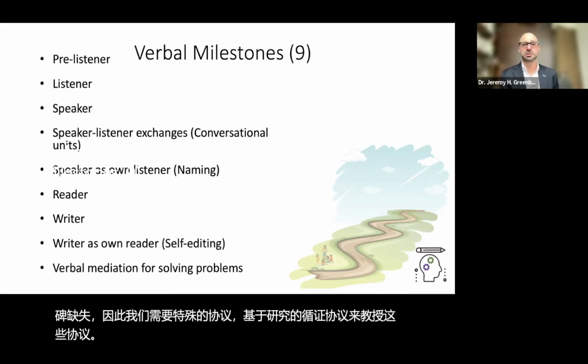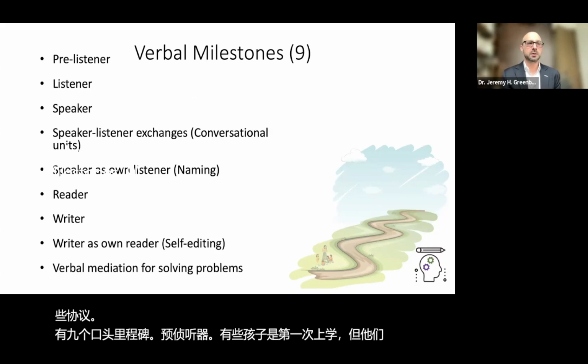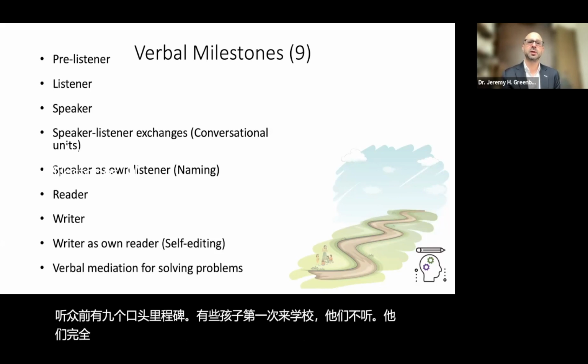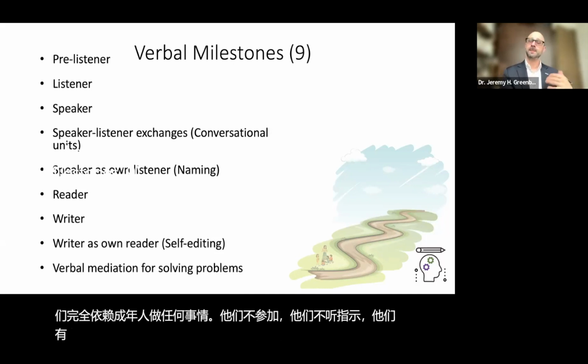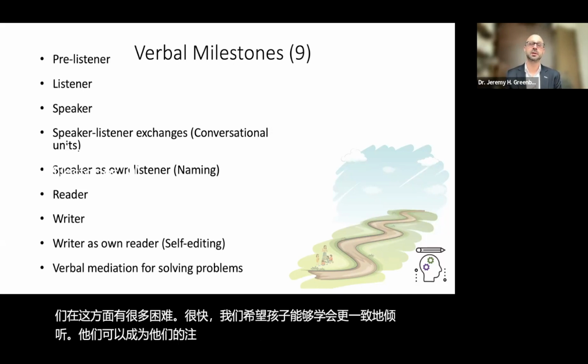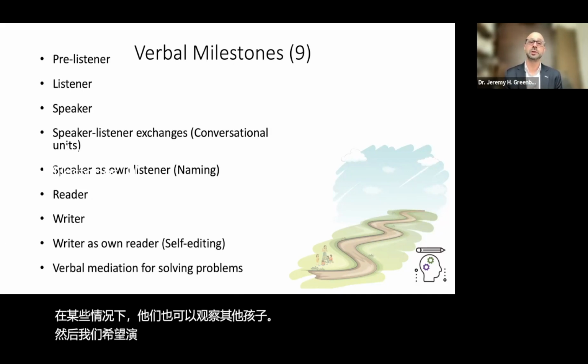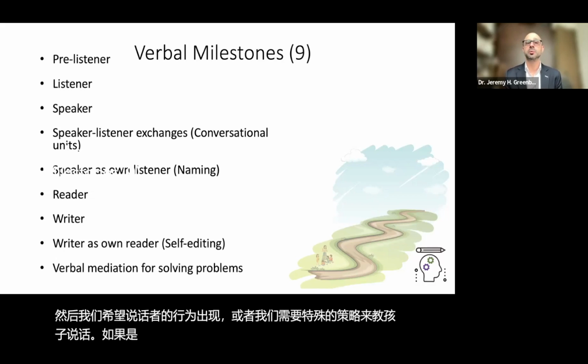There are 9 verbal milestones. Pre-listener. Some children come to school for the first time and they do not listen. They are completely dependent on adults for everything. They don't attend, they don't follow directions. They have a lot of difficulty with that. Soon, we hope a child could learn to listen more consistently. Their attention can be reliably guided by a teacher. They can observe other children in some cases as well. And then we hope that speaker behavior emerges, or we need special tactics to teach children to speak if that's not happening otherwise, sort of naturally.